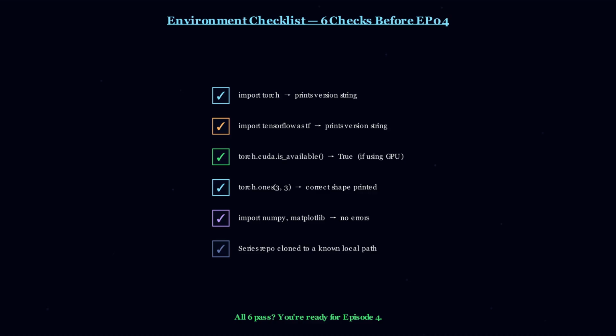Check 5. import numpy as np and import matplotlib.pyplot as plt both run without error. These two appear in almost every episode. Check 6. The series repository cloned or downloaded to a location you can find. Six checks. If all six pass, your environment is ready for everything from episode 4 through episode 72. If any fail, the GitHub README for this episode has the specific fix for each error message.